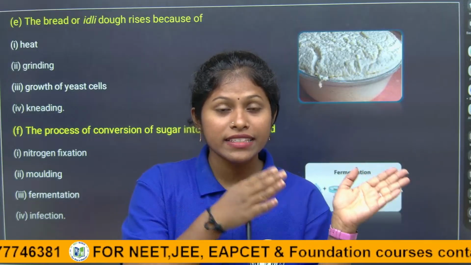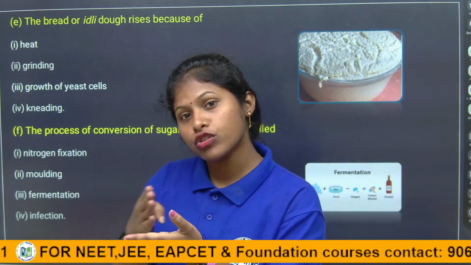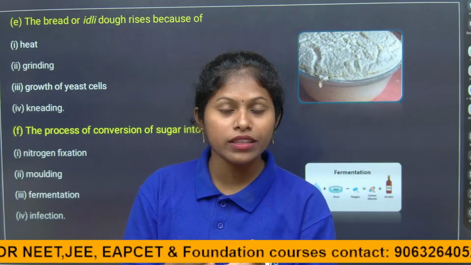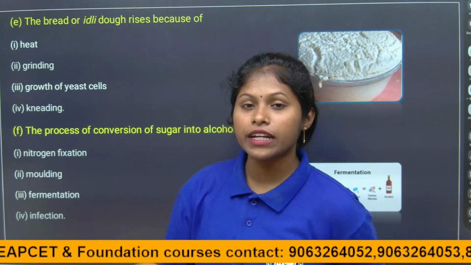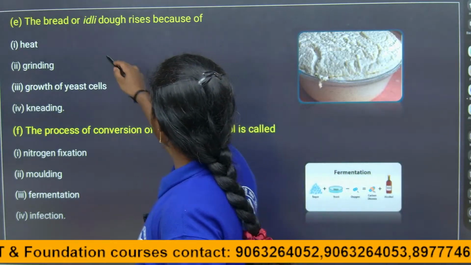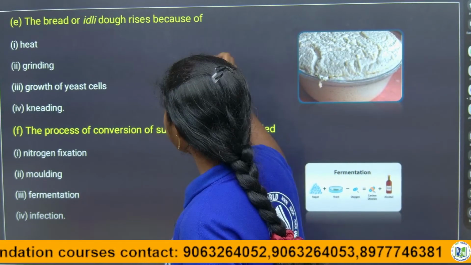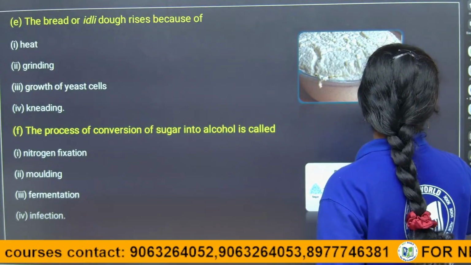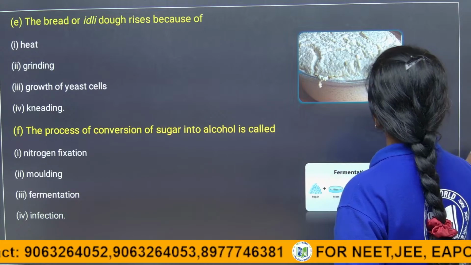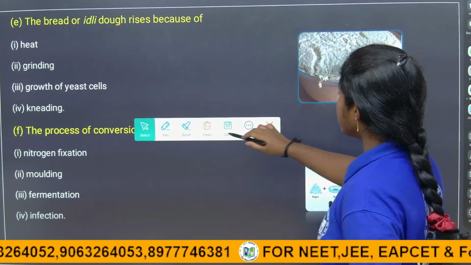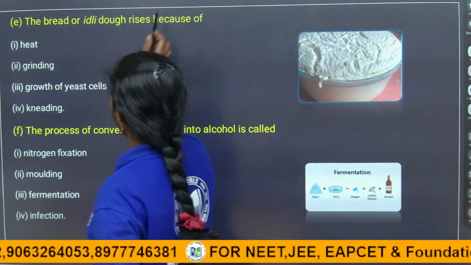Because there is a breakdown of the glucose or sugar, when they break down it eliminates the carbon dioxide, and formation of the carbon dioxide will occur. So that is why the dough rises. So the bread or idli dough rises because of adding the yeast, because of the growth of the yeast cells, unicellular fungi which are involved in the rising of the dough, the growth of the yeast cell.